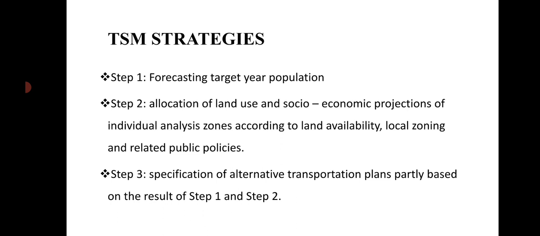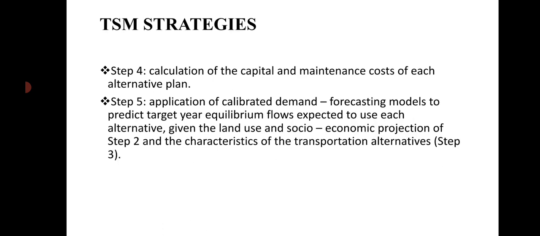Okay. So based on this step 1, allocation of land use and socio-economic projections, individual analysis zones according to land availability, local zoning and related public policies. Step 3, specification of alternative transportation plans, partly based on the result of step 1 and step 2. Next step is calculation of the capital and maintenance costs for each of the alternative plan. And step 5, application of calibrated demand forecasting models to predict target year equilibrium flows expected to use each alternative given the land use and socio-economic projection of step 2 and the characteristics of the transportation alternatives of step 3.